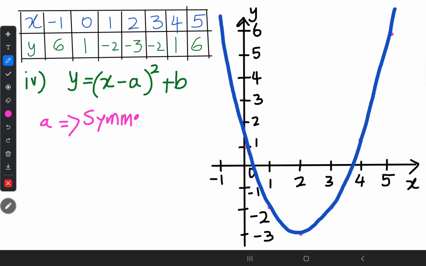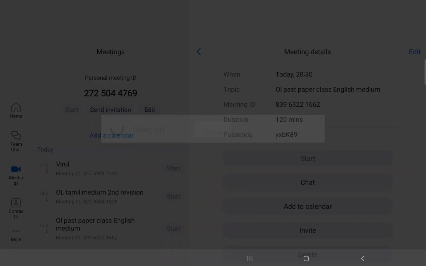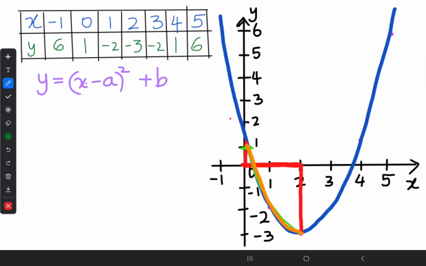A is indicating the symmetrical axis. This is the common type of graph when we plot that graph. It is not a problem if it is a negative parabola or a positive parabola. That does not matter, either negative or positive, two possibilities. So A is indicating, as I mentioned earlier, that it is a positive parabola or a negative parabola. That does not matter. Here the A is indicating the symmetrical axis, the equation of the symmetrical axis.